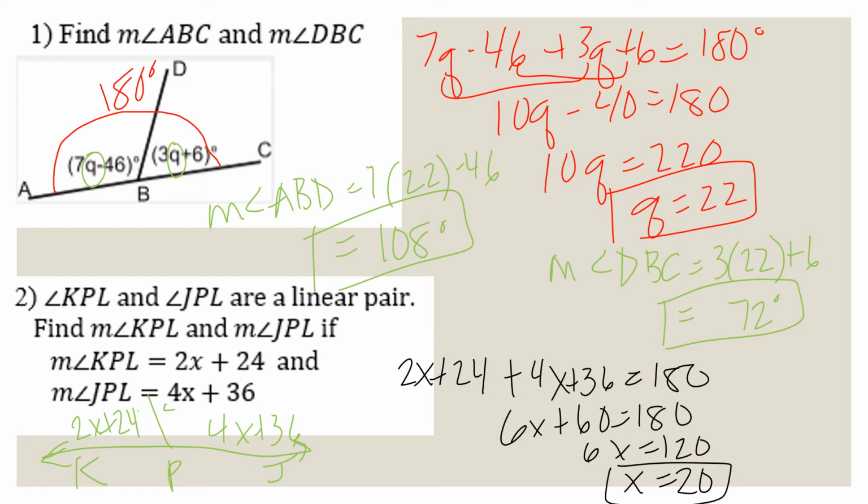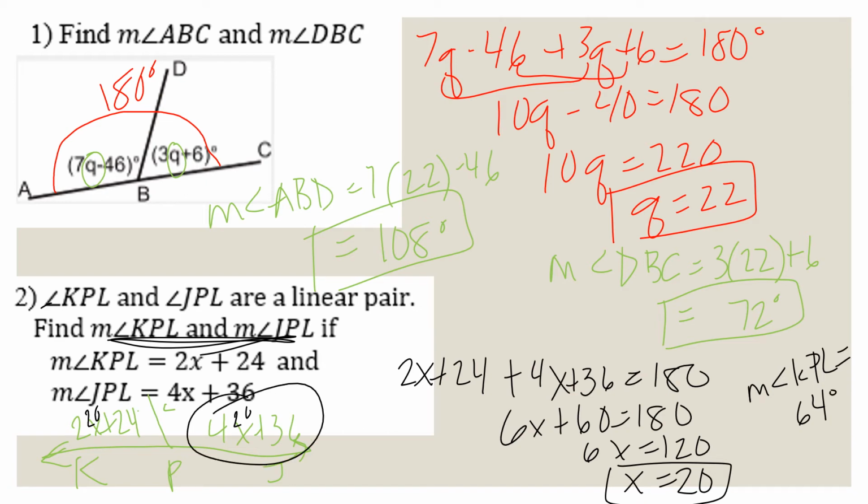And then I need to find the measure. You're finding the measure of both. So the measure of angle KPL, you're just going to plug in 20 for x. 2 times 20 is 40, 40 plus 24 would be 64 degrees. Then we can plug it in for the x here, or we can just do 180 minus 64. So the measure of JPL is 116 degrees.